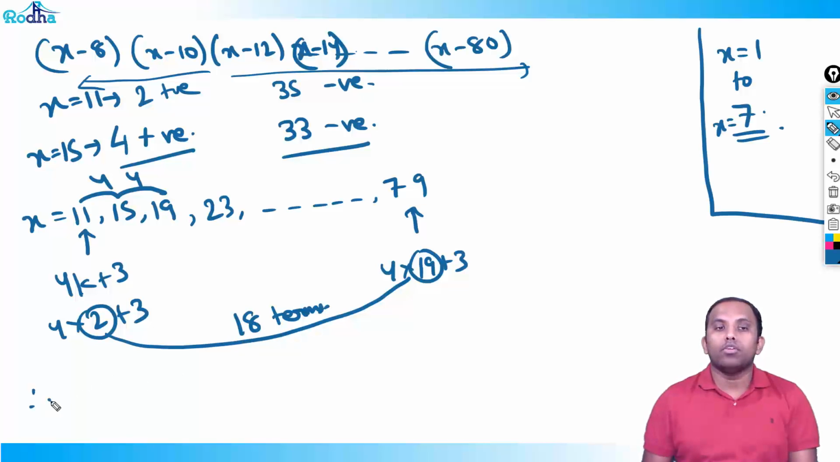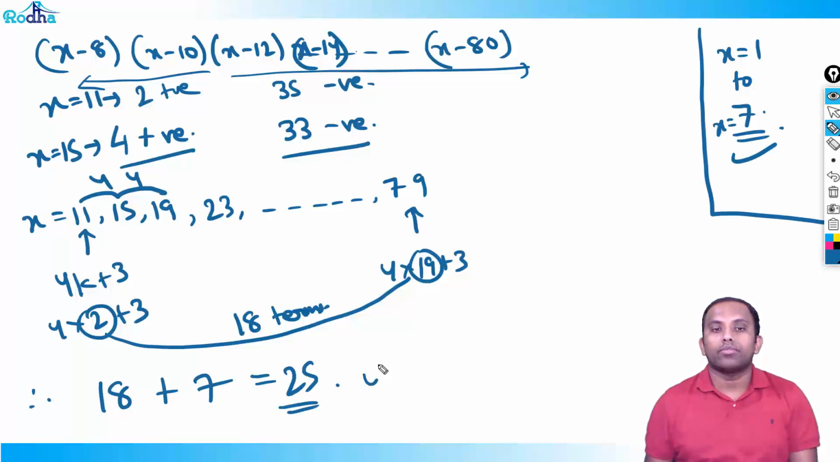So in total, how many values? 18 values here and 7 values here. 18 plus 7, what is the answer? The answer is 25. So it is a very good question to get you thinking. Thinking correctly is very important, and if you think correctly, it should be very nice.